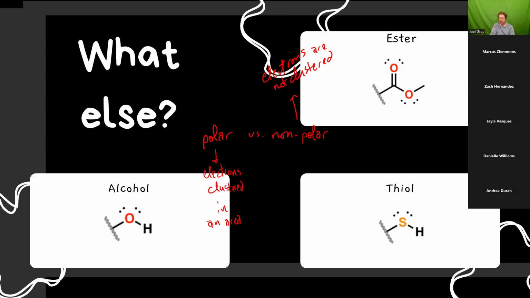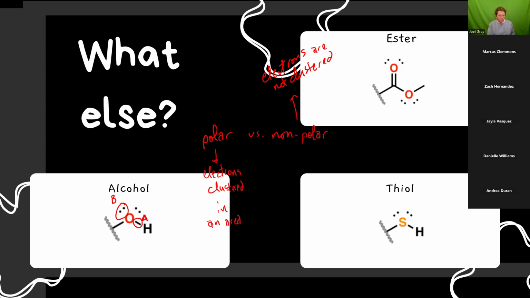I want to contrast these electrons right here versus these electrons right here. I'm going to label them B and A. The electrons that I've labeled A are evenly shared, or pretty evenly shared, between oxygen and hydrogen. So would I say that they are clustered or not clustered? I'd say they're not really clustered, because oxygen has some claim to them, and hydrogen has some claim to them.